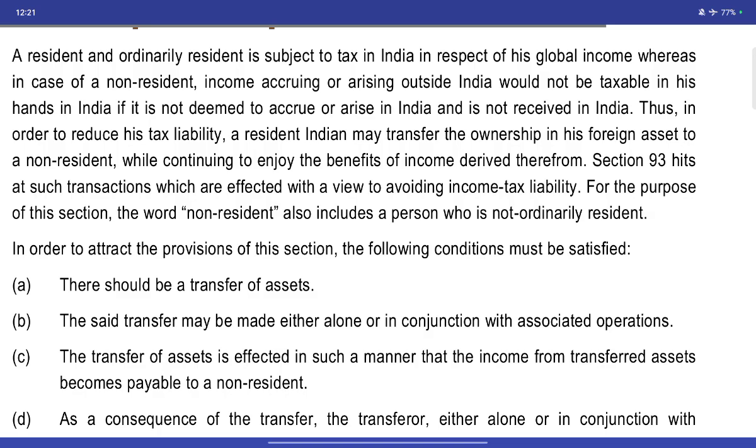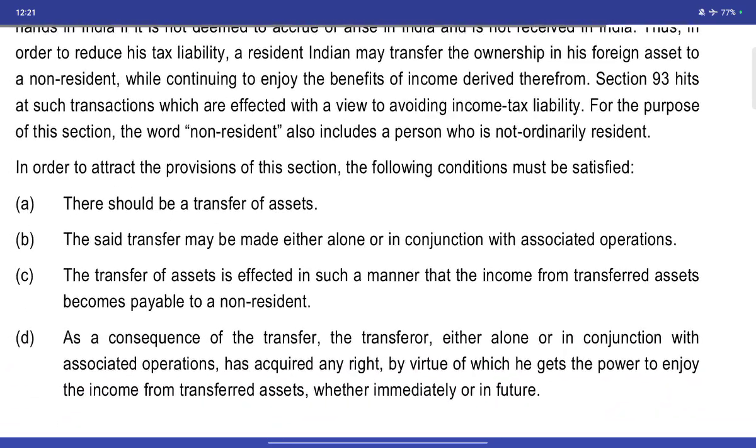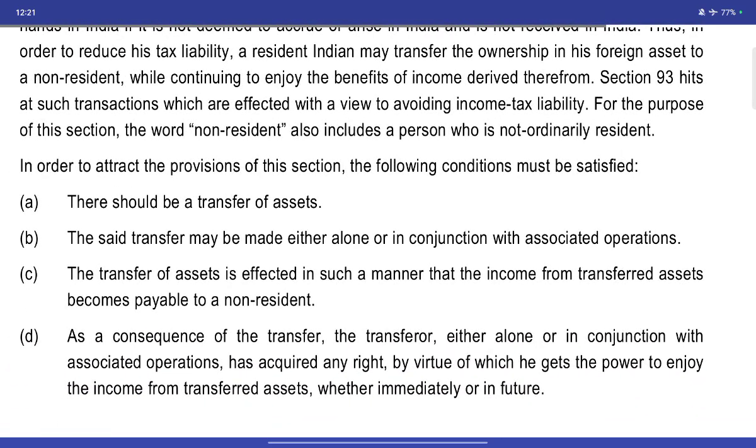The resident Indian may transfer the ownership of the foreign asset to the non-resident, while continuing to enjoy the benefits of income derived therefrom. Section 93 hits such a transaction which is effected with a view to avoiding income tax liability. Such a purpose of the section includes a non-resident, also including a person who is not ordinarily resident.